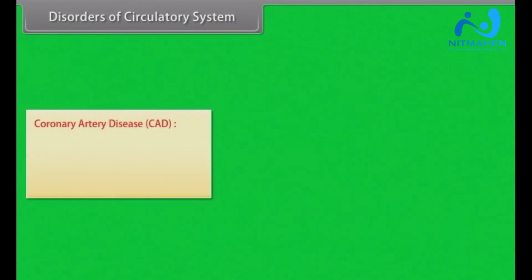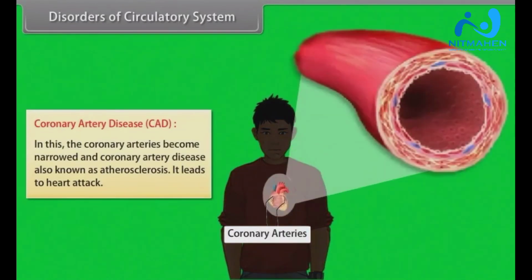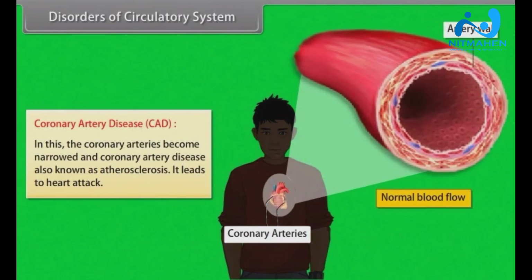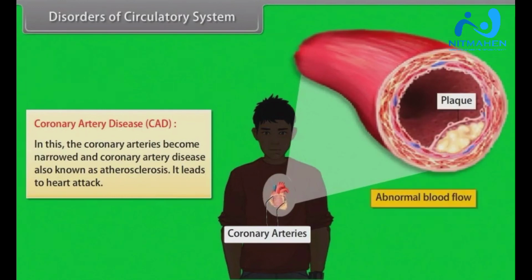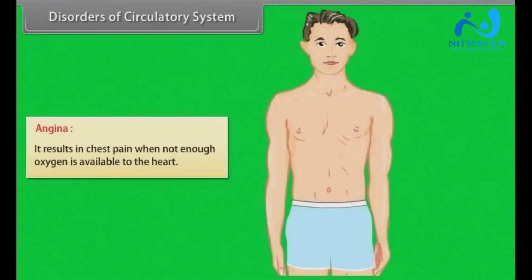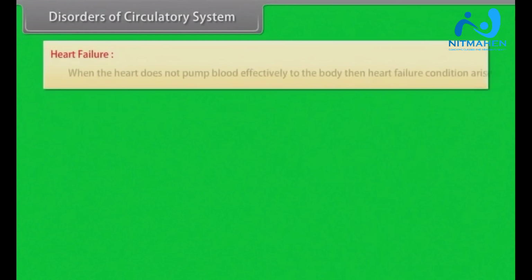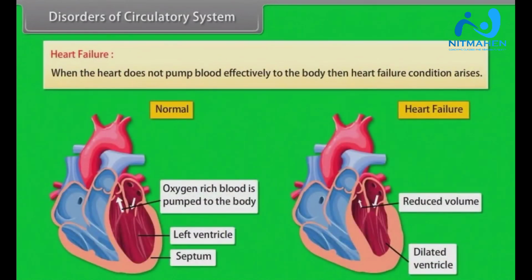Coronary artery disease or CAD. In this, the coronary arteries become narrowed, also known as atherosclerosis. It leads to heart attack. Angina. It results in chest pain when not enough oxygen is available to the heart. When the heart does not pump blood effectively to the body, then a heart failure condition arises.